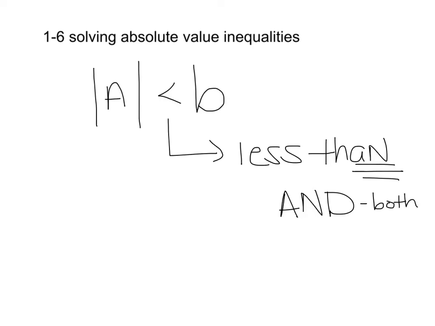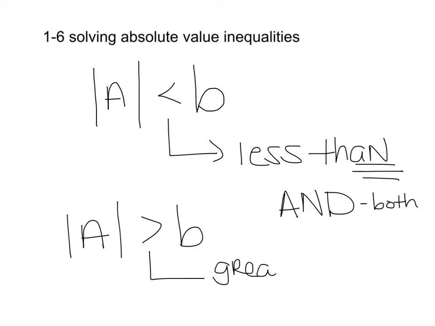The other type of absolute value inequality is the absolute value is greater than B. Again, if you emphasize greater, it sounds like or, so therefore either has to be true.